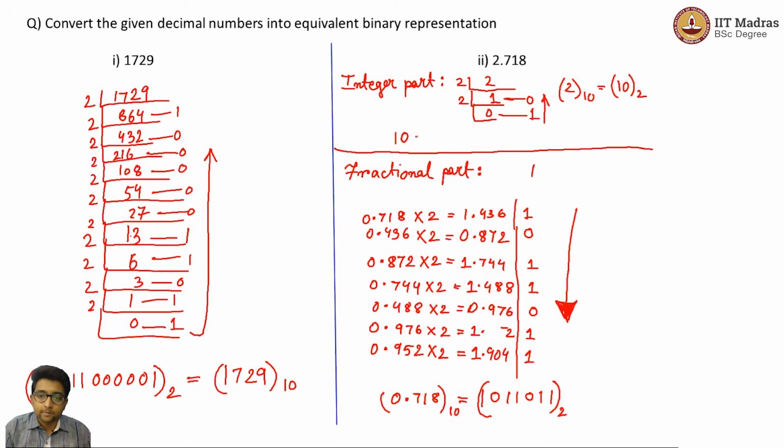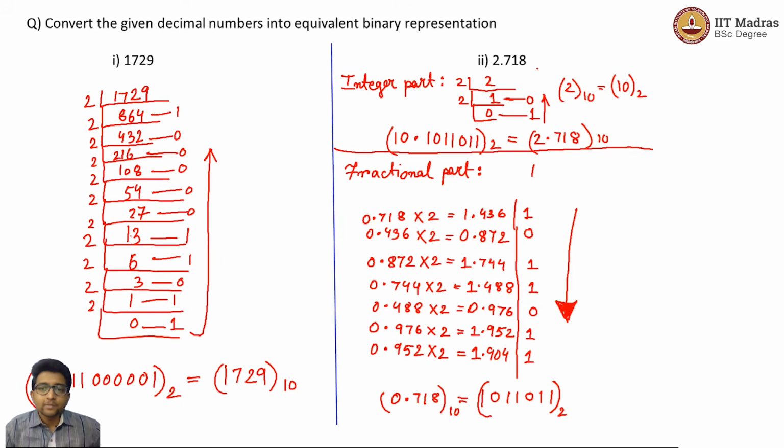10, which is for the integral part. After that we put the point and then 101101. So this is the whole binary equivalent for the number 2.718.